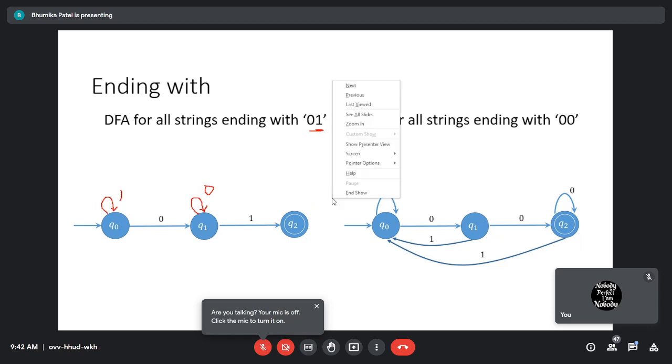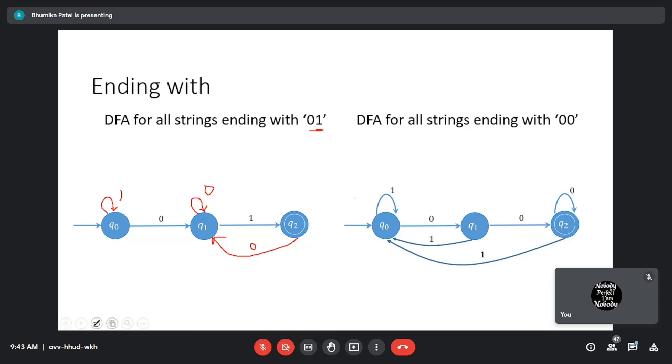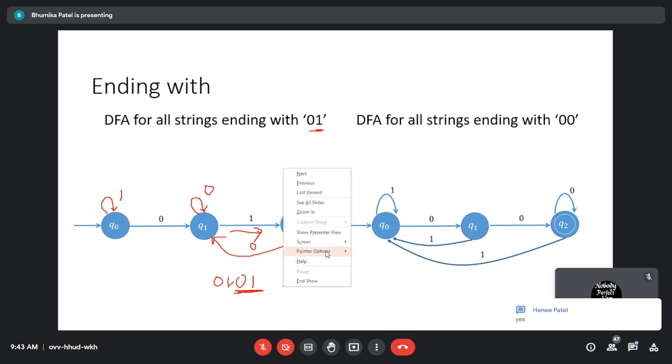So what can we do? We are going to check the previous state. Can I take 0 here? Yes. If I read 0, then 1, 0 1 will be formed at minimum. Then from here if I read 0, I will be in Q1, and if I read 1, I will be in Q2. The last two digits will always be 0 1. Does everyone understand? Good.